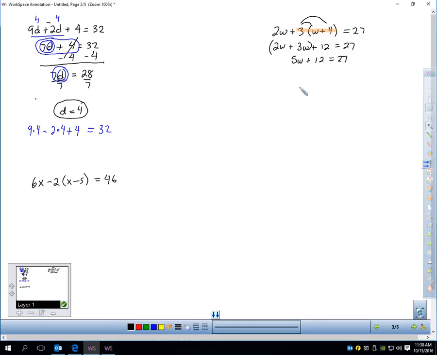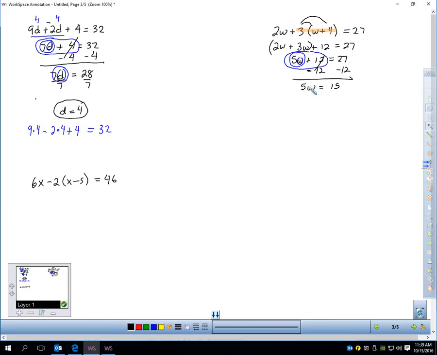Now this is a 2-step problem to solve. Let me draw my onion. There's the center. I got that. Times 5 is the next layer. The outside layer of my onion's plus 12. You don't have to do that on your homework. I just want, if you have that in your head when you're doing these, it's going to help you get these done right. So my outside layer is plus 12. I got to subtract 12 from the left and right side of the equal sign. And I get 5w equals 27 minus 12 is 15.